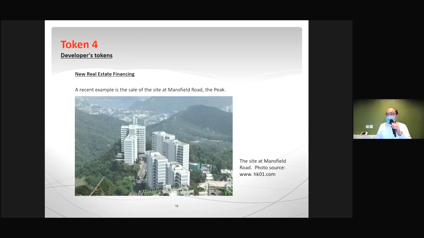So the fourth one will be concerning developer tokens. Now, given that the land price in Hong Kong is very huge, the developer will also face the problem of financing, because the land premium will be too high and the land development cost will be very high. How can we find the finance to fund the purchase of the land and the building on the land? We can use the token as a form of investment by the small investor.